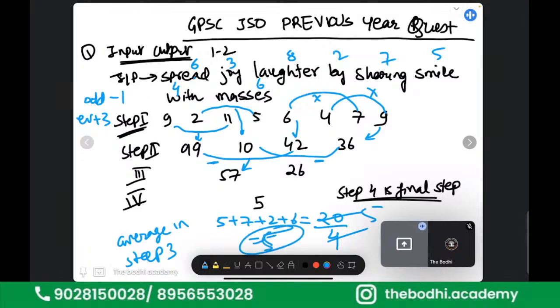So this is the final step. This was the first input output, and previously we solved the second input output. Take a screenshot. After the video, please solve the same questions again to avoid any confusion. Next question.